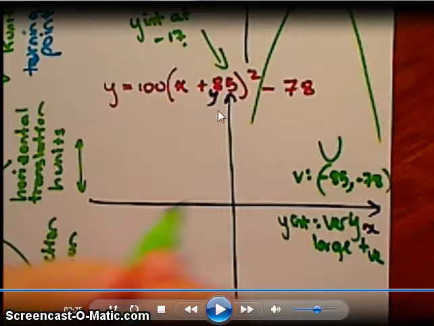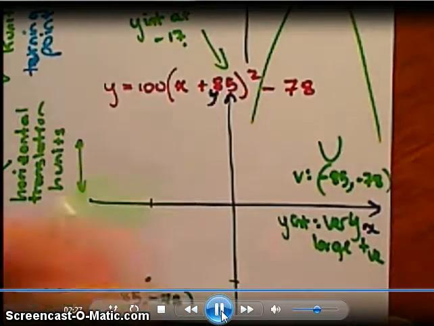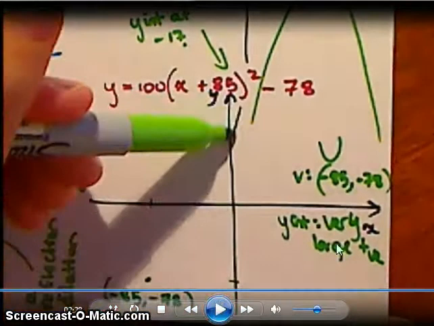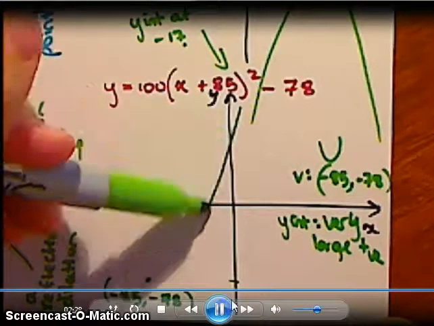And the y-intercept, you cover up this and you think to yourself, well, what is it when x is 0? It's going to be 85 squared times 100 minus 78. So it's basically going to be very large positive. Start putting those things on the graph. You can see here, there's my vertex. My y-intercept, which is very large positive, is going to be way up there, but that's good. It was good information. It tells me that it crosses up here and not down here.